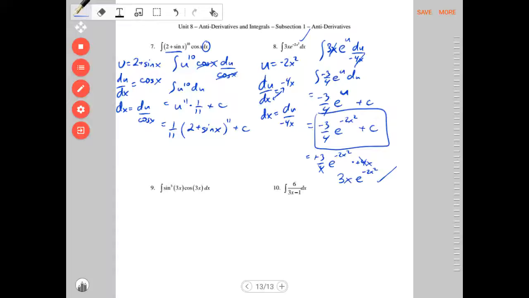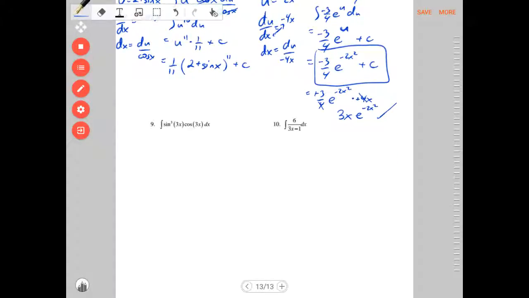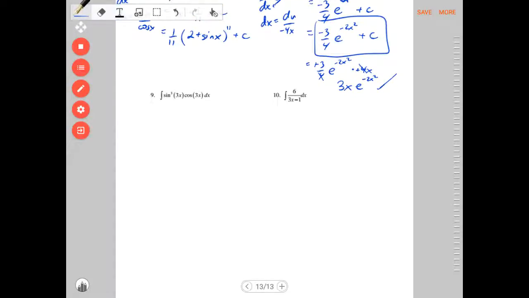Yay! All right, two more, and then I'll stop talking. Okay, so we have sine cubed and then cos. The one with the exponent is always the u function. So u equals sine 3x. Okay, great. So then du dx.